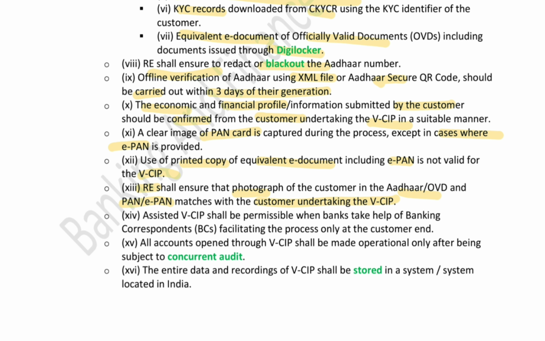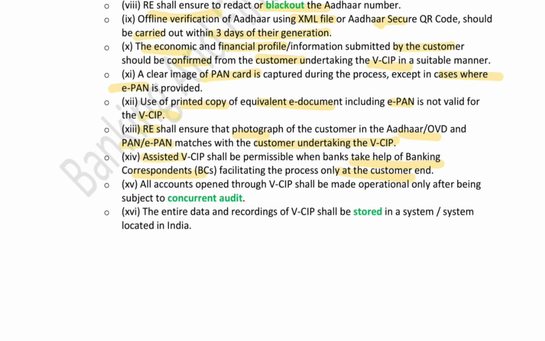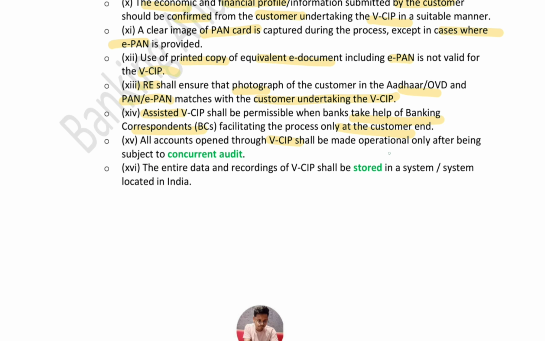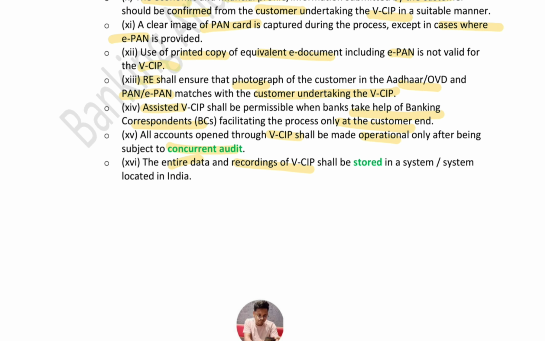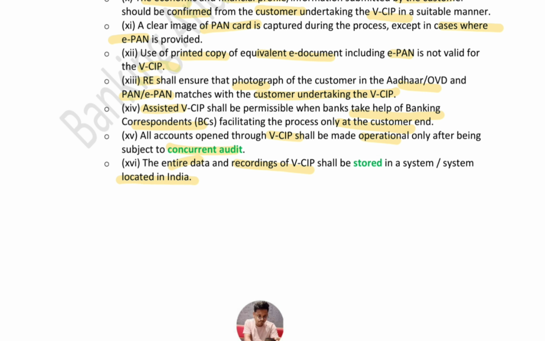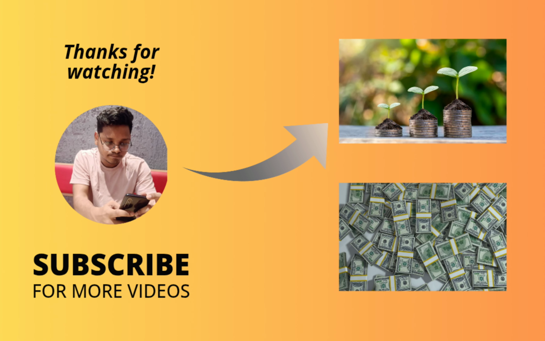Assisted VCIP shall be permissible when banks take help of banking correspondents, facilitating the process only at the customer end. All accounts opened through VCIP shall be made operational only after being subject to concurrent audit, and the entire data and audio recording of the VCIP shall be stored in a system or systems located only in India. So finally, this chapter is completed.